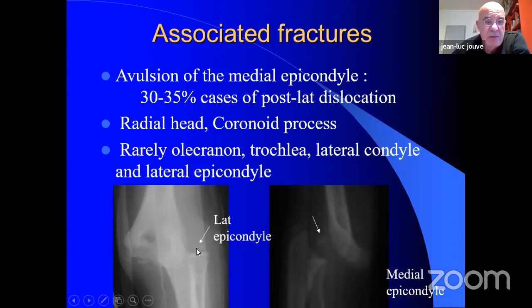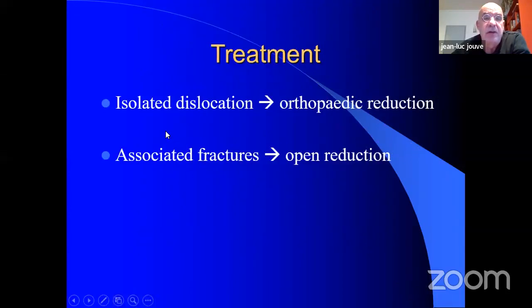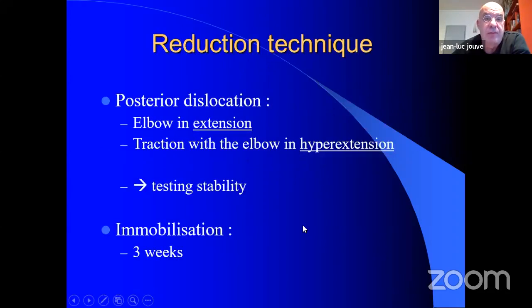In this X-ray, you see the lateral epicondyle associated with the lateral dislocation. Here you see the medial epicondyle, which is also fractured and displaced. Here you see, in this localization of posterior dislocation, the medial epicondyle, which is incarcerated in the joint. The treatment, when you are sure that you have an isolated dislocation, is orthopedic reduction, but if there is an associated fracture, you have to do open reduction to treat the fracture.